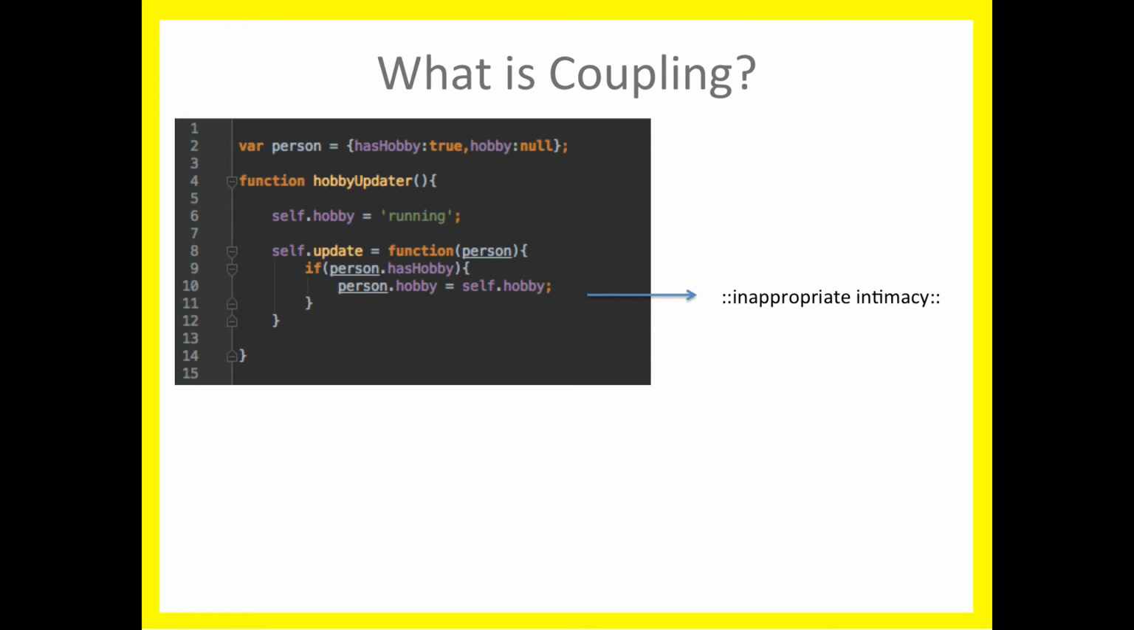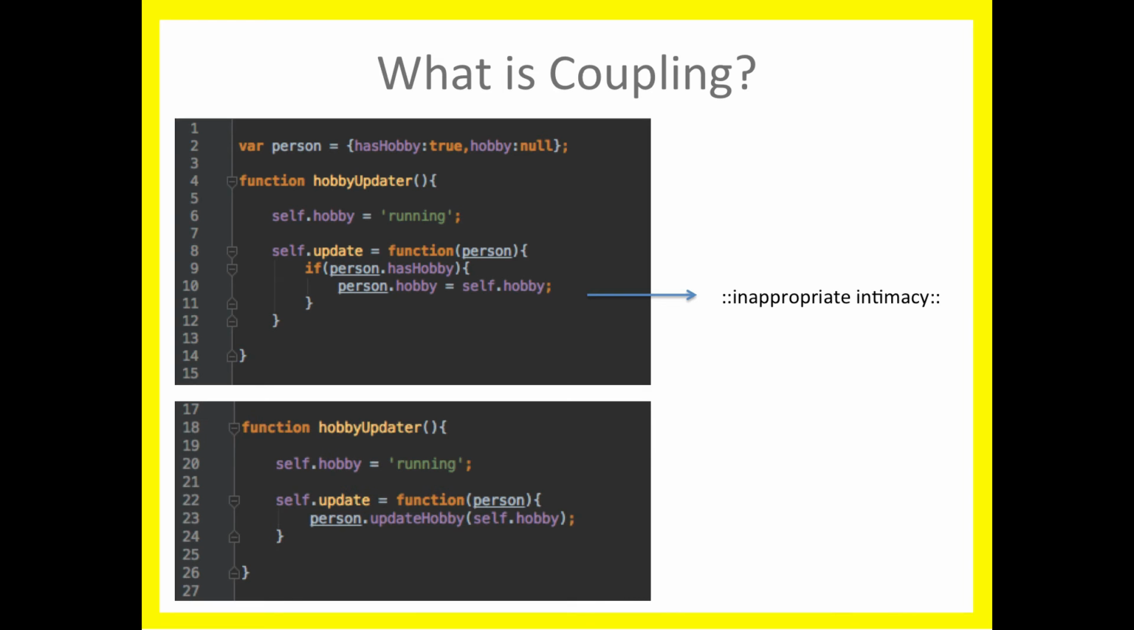There's a solution to this, which is called decoupling. In the hobby updater, we are now not going to ask if the person has a hobby. We're just going to update the hobby. We're going to say person, update the hobby. Now, this isn't a particularly great code example in terms of overall design. You could argue, well, why is the person updating the hobby? The person should just be a person, a state structure, whatever. But the point is that this is just an explanation of coupling.